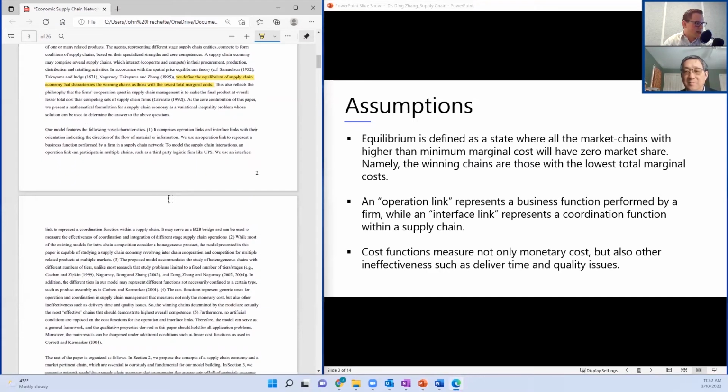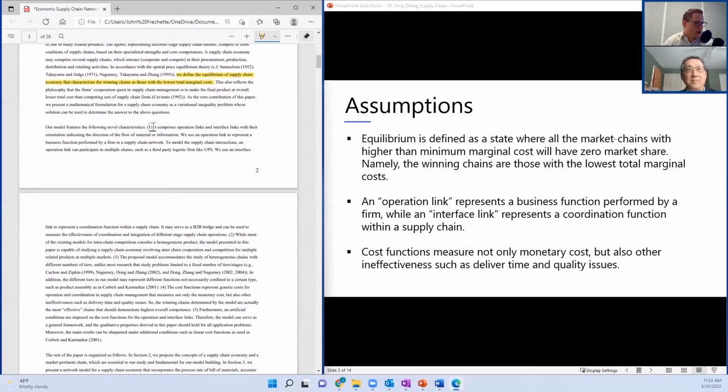The second aspect, something we'll refer to throughout, is that there are different activities throughout the supply chain that Dr. Zhang refers to as links. Links come in two forms. One is an operation link, and operation links represent substantial business functions of a firm. For example, procurement teams issuing an order, a firm manufacturing a product, transporting a pallet of supplies. That's the operation link piece.